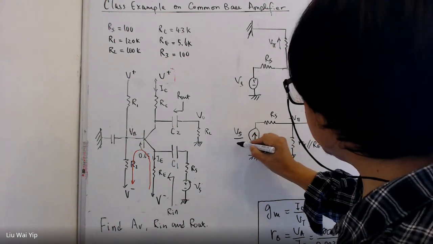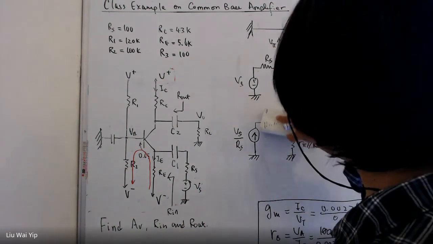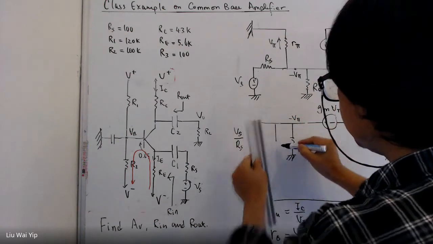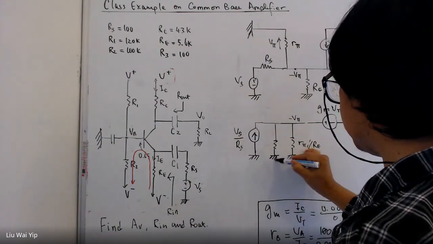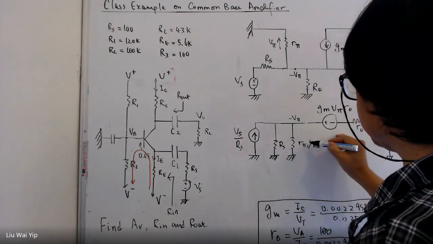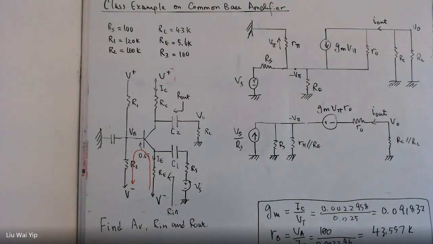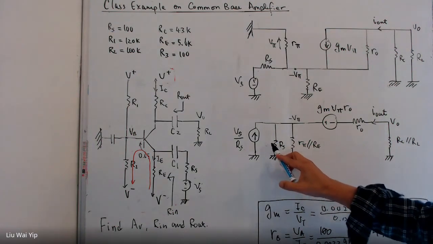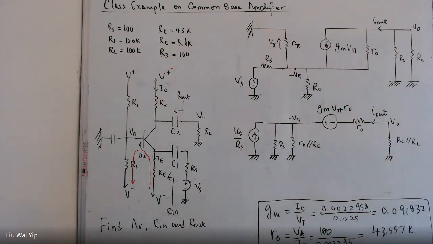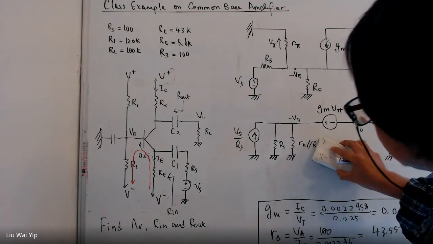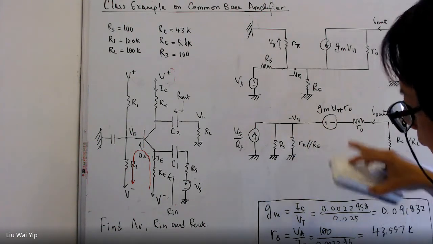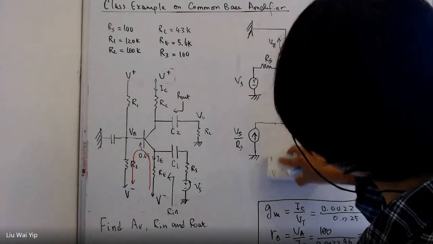Yes, and RS, and finally we have this, so RS. And now it is very obvious. You have two resistors connected in parallel. And what we can do is we just merge them together into a single unit. So it will be RS in parallel with this resistance, R pi in parallel with RE. So we can do that. We do that now.